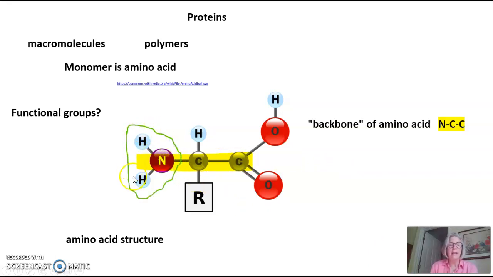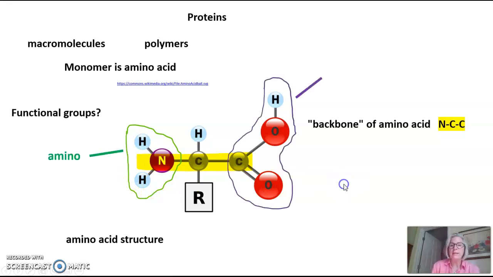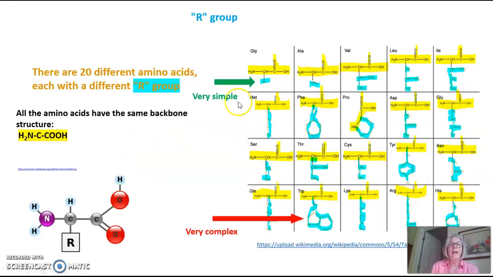You should recognize an amino group here, and you should recognize a carboxyl group on this end of the amino acid. The carboxyl group can also be called a carboxylic acid. So the name amino acid comes from the two functional groups, the amino and the carboxylic acid. There's also this thing called an R here. What does that R stand for? R stands for an R group.